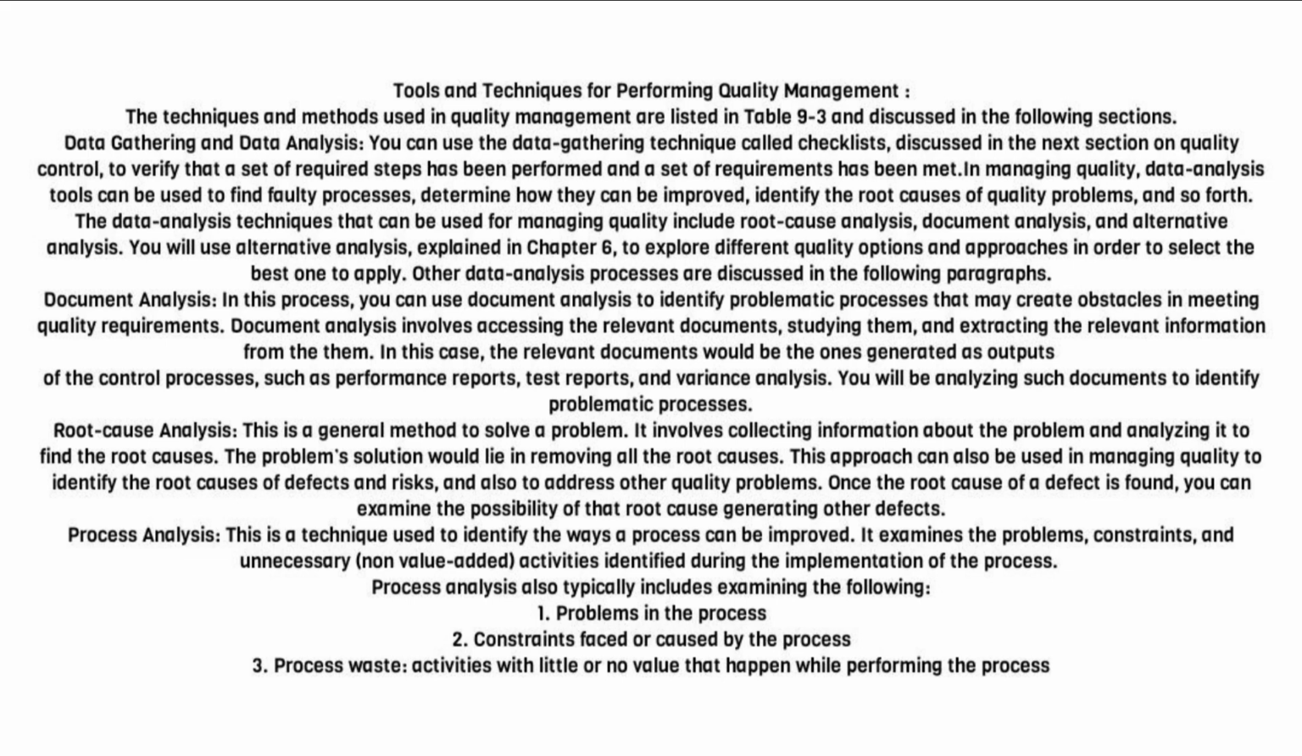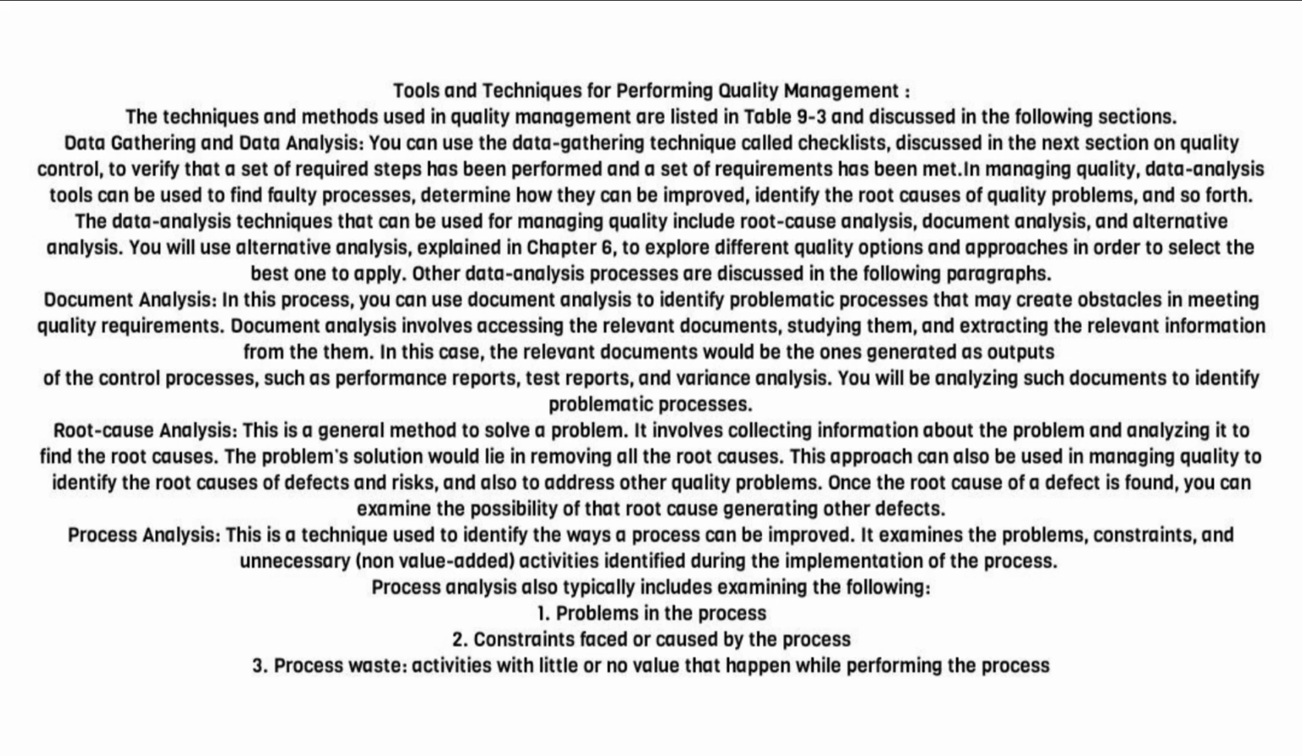You will use alternative analysis, explained in Chapter 6, to explore different quality options and approaches in order to select the best one to apply. Other data analysis processes are discussed in the following paragraphs. Document analysis. In this process, you can use document analysis to identify problematic processes that may create obstacles in meeting quality requirements. Document analysis involves accessing the relevant documents, studying them, and extracting the relevant information from them.